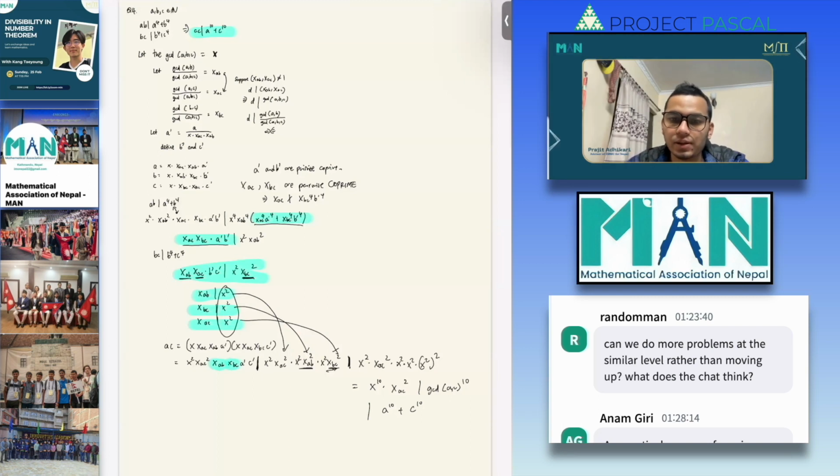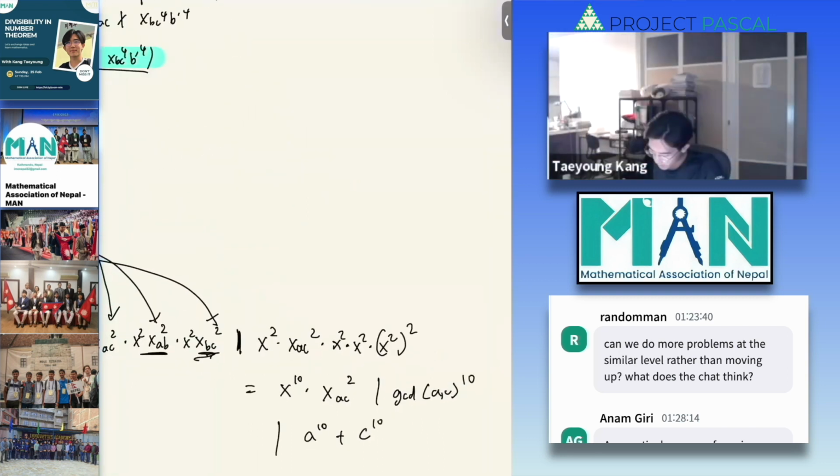Do you guys want me to go through the advanced problems? I wasn't looking at the solution, but can you guide me, why does this GCD of A comma C power 10 divides A to the power of 10 plus C to the power of 10? Yeah, this one.